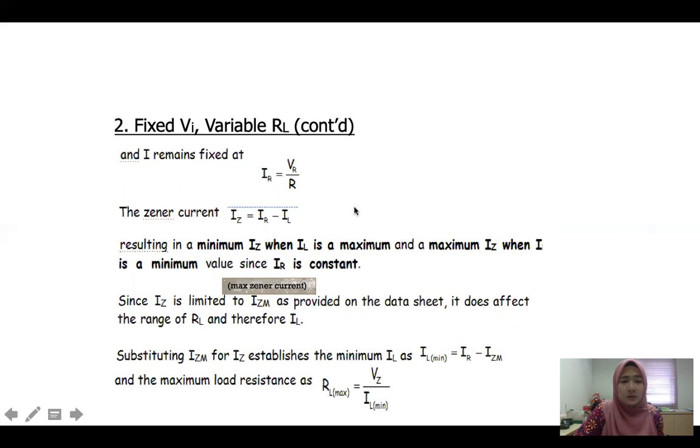I will not go into details on this. This is the derivation of IR, IZ, and also RL max. I hope that you can read this by yourself. I want to go directly to the example, because it's much easier for you to understand based on an example.